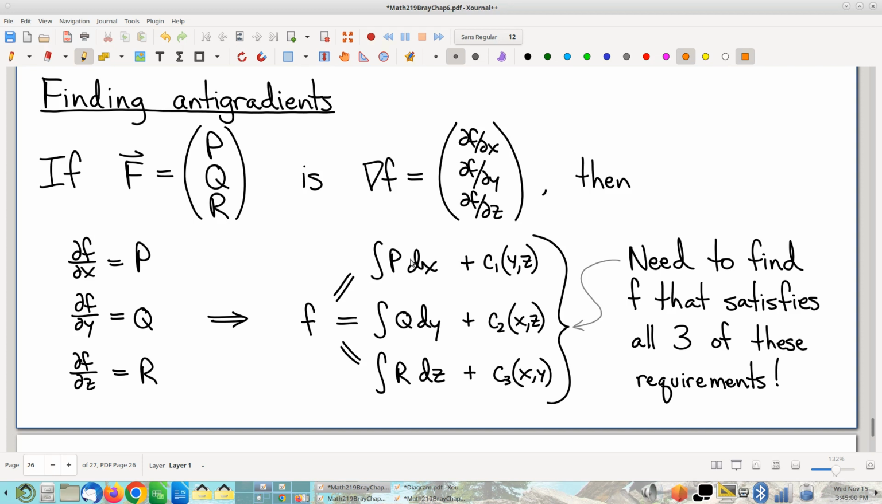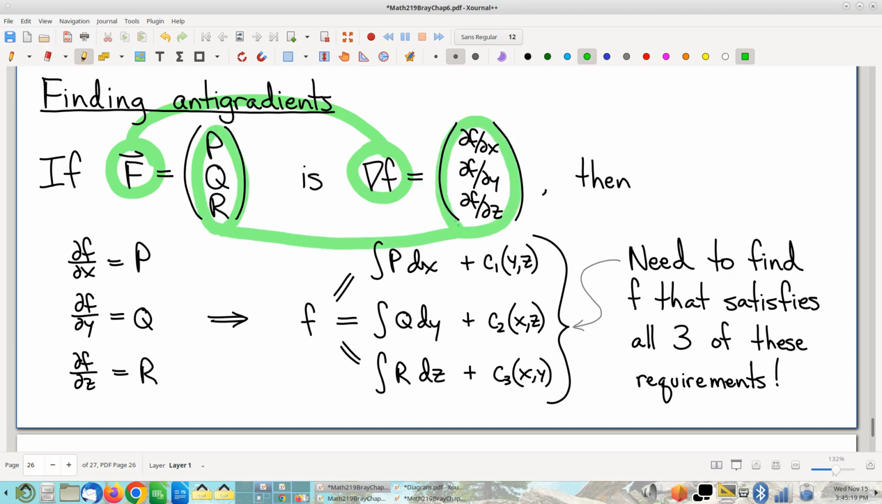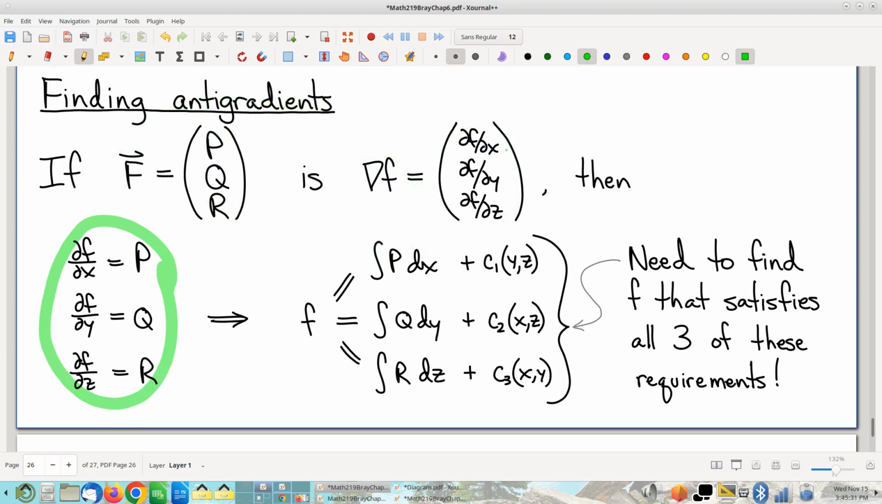Here's the big idea. If you have a vector field and you want to know how to view that as being a gradient of something, you can just write that exact statement in terms of coordinates. I need the coordinates of F to be the coordinates of the gradient. Same statement. That is three separate statements about partial derivatives. And so my goal is to find this function, whatever this function is, f, whose x partial is P, the y partial is Q, and the z partial is R.